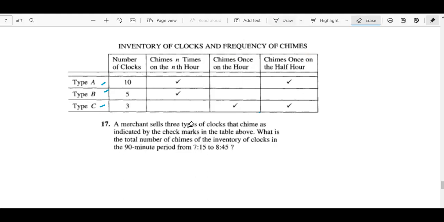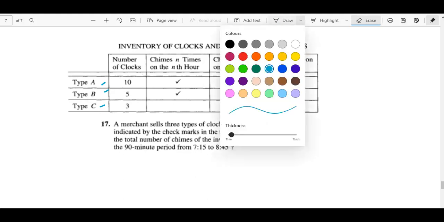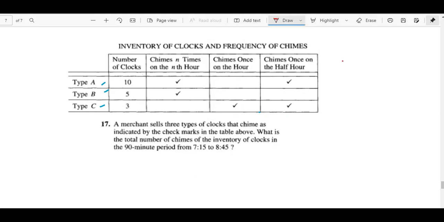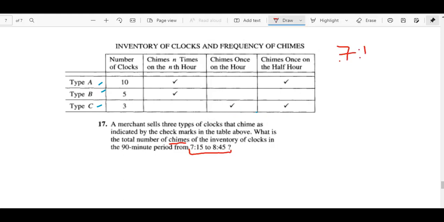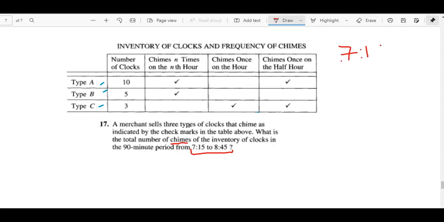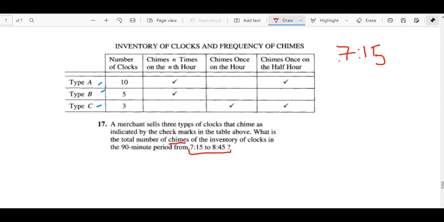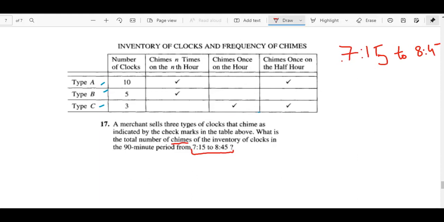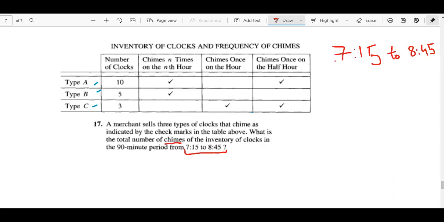All right. So the question is, what is the total number of chimes of the inventory of the clocks in the 90-minute period from 7:15 to 8:45? Now, this is very important, right? So we have 7:15 to 8:45. Okay. All right. So these are the timings which we are interested in.